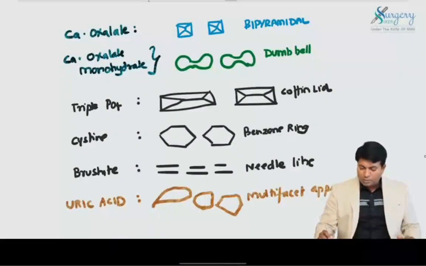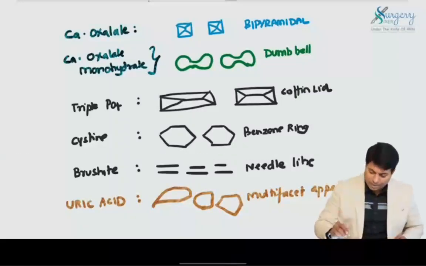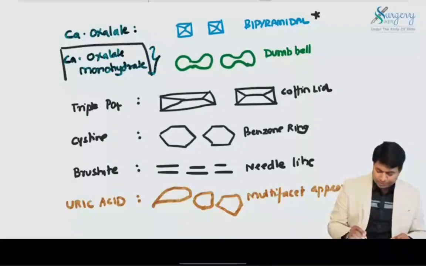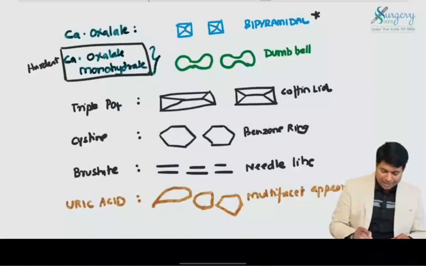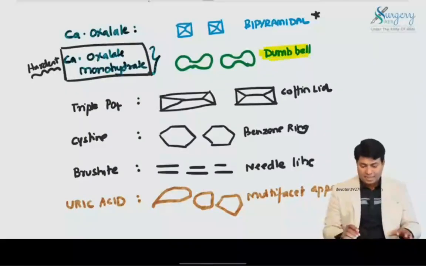Okay, so now how to remember all this? Very simple. Which is the commonest stone? Calcium oxalate stone. When you see a very common person, we pray to him. As you see a pyramid, we pray. So like that, remember pyramidal crystals. The hardest stone to break by ESWL is calcium oxalate monohydrate. The hardest person is the one who regularly does dumbbell exercise. So dumbbell crystals are seen in calcium oxalate monohydrate.